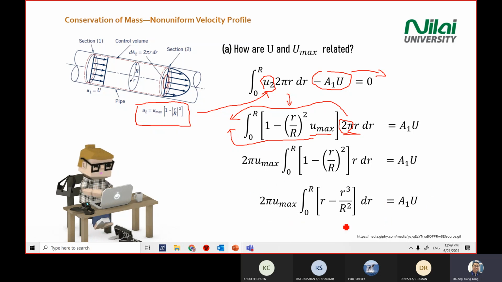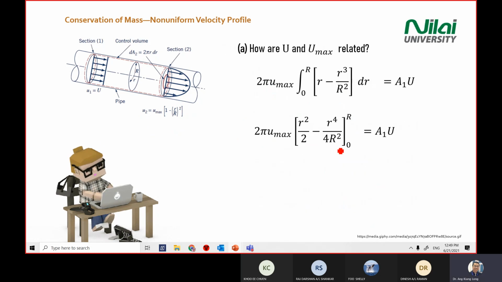You done the simplification. Then the next step, we just substitute in the r inside to begin the integration steps. So that's why in the last line on your screen here, you see r and r cubed inside here, because you want to go ahead and integrate this term. So when you integrate, you'll get r squared divided by 2 minus r to the power 4 divided by 4R squared, and then you substitute the R and 0 for the integration limits.